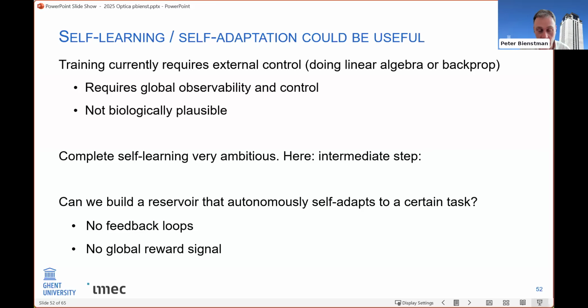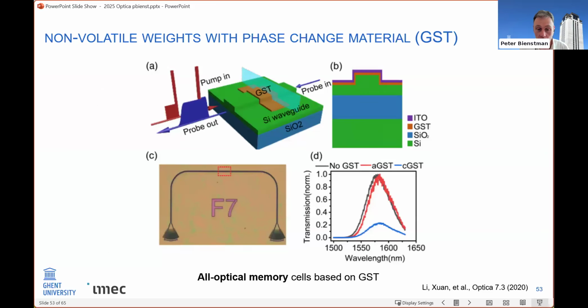So the question is, can we do that? Now, in order to be able to do that, we need some sort of memory in the system that can store everything that the system has learned so far. For that, we use phase change materials, GST, which we optically address, such that optically we change them from an amorphous state to a crystalline state and back, which means that the transmission changes.